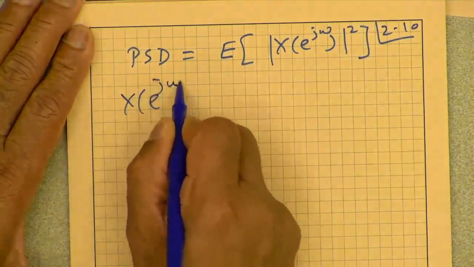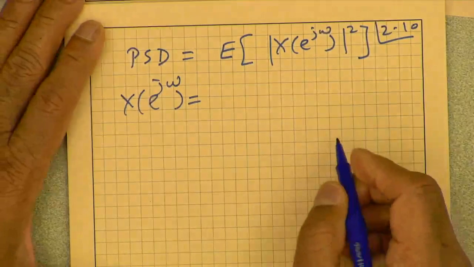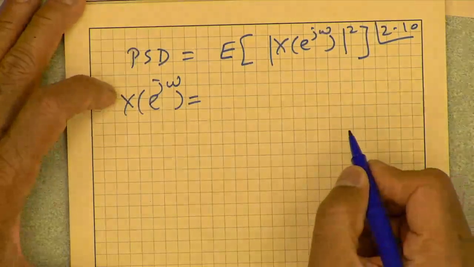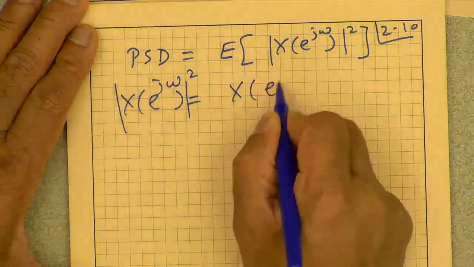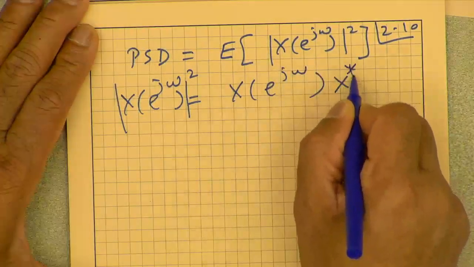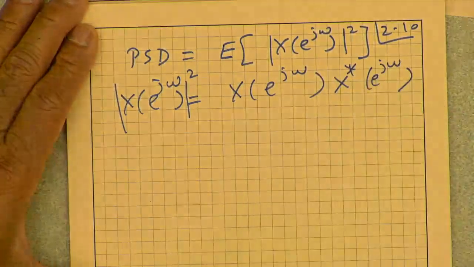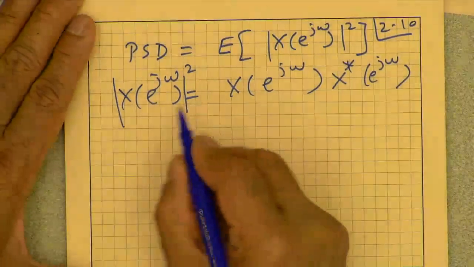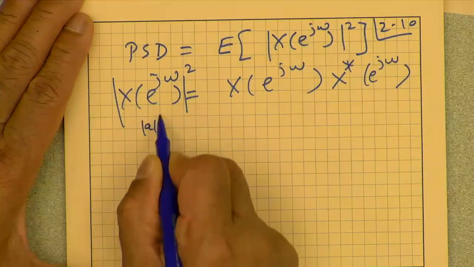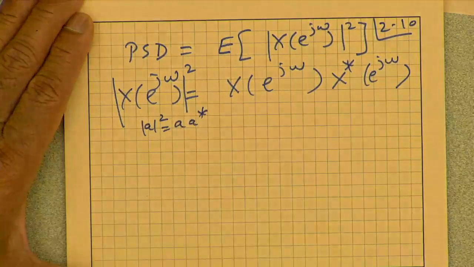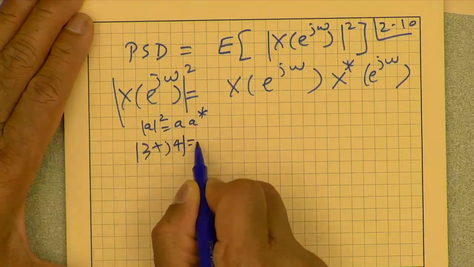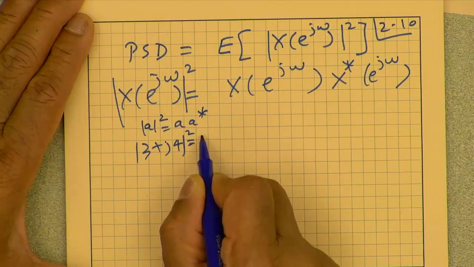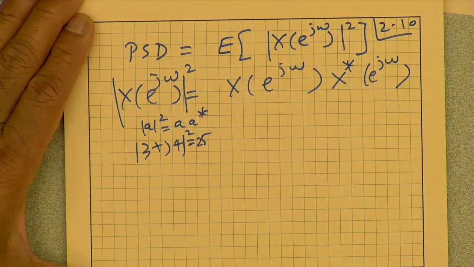So if I compute the expected value of the magnitude squared of the discrete time Fourier transform X(e^jω), that can be written as X(e^jω) times X conjugate(e^jω). So the magnitude squared of a signal is equal to a times its conjugate. So the magnitude of 3 plus j4, squared, is equal to 5 squared. 3 squared plus 4 squared, 25. Okay.